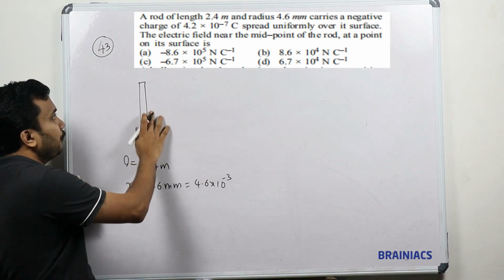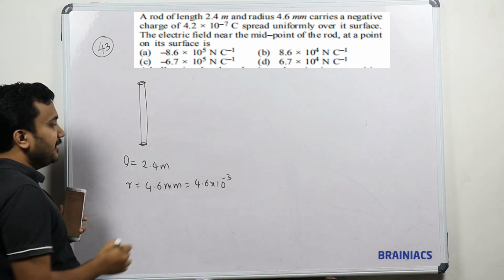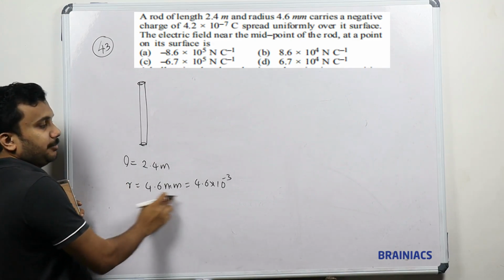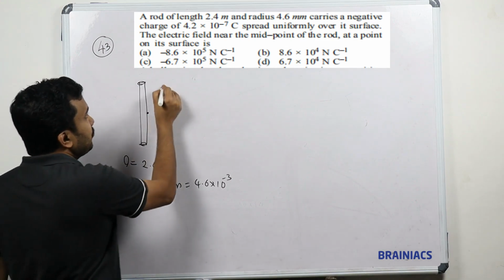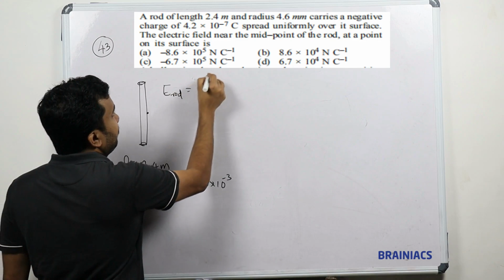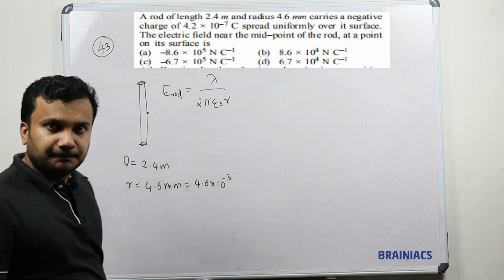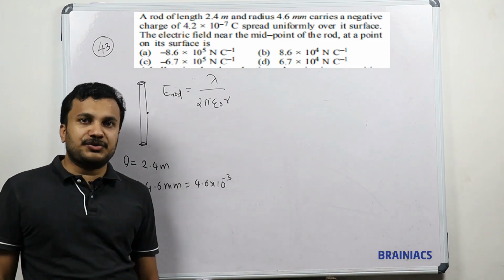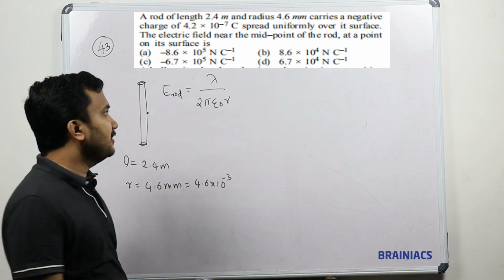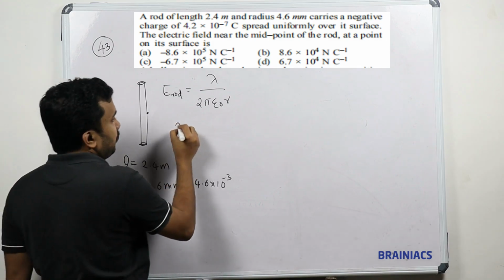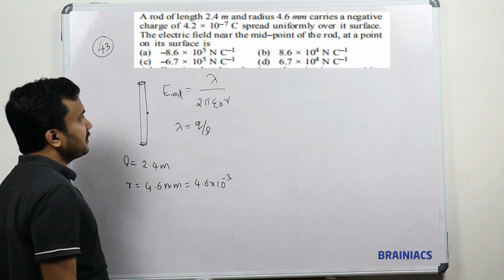We need to find the electric field intensity at a distance of r meter, along the center region. So what is the electric field intensity due to a rod or a wire? We have learned lambda divided by 2 pi epsilon 0 r. If you go back to your notebook, or the earlier class videos, you can see we have written a formula like this a few classes back. Lambda means charge by length.